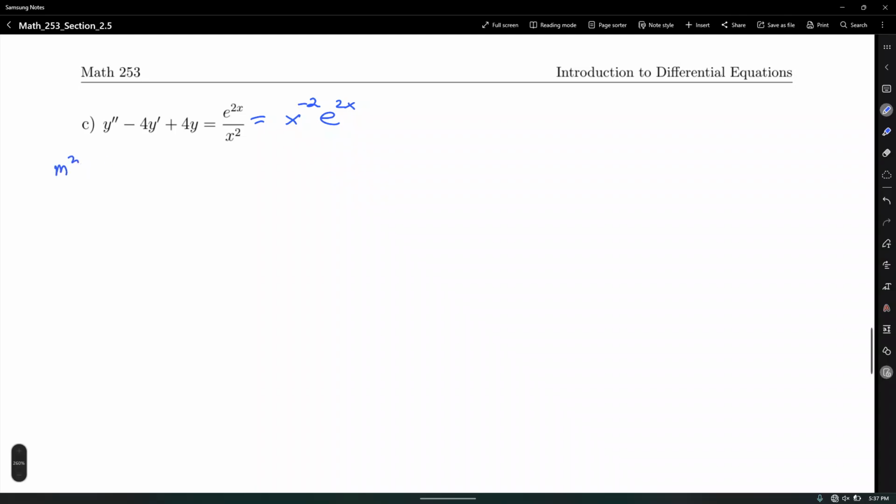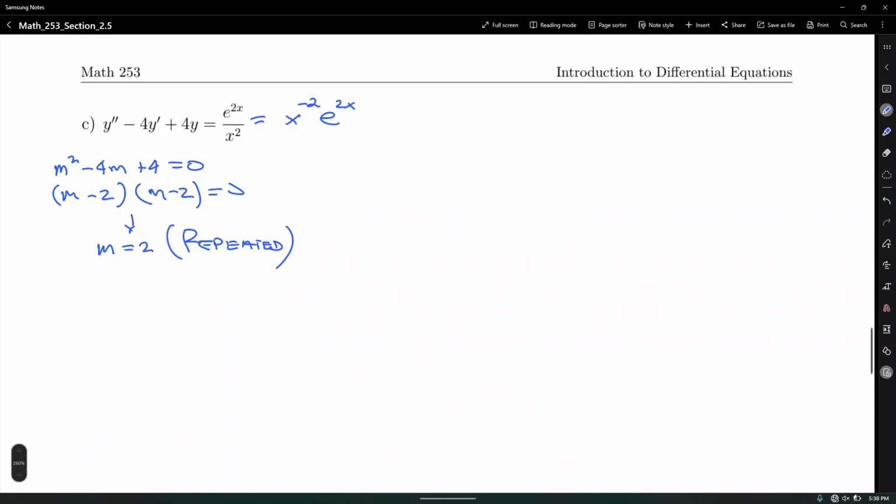m squared minus 4m plus 4 equals 0. All right, so let's solve this polynomial equation. Are there any factors of 4 that add up to negative 4? What are they? Minus 2, minus 2. What do we have? A repeated case, right? So essentially we have one solution, but again, you guys know how to handle repeated solutions. So here, m equals 2, repeated.